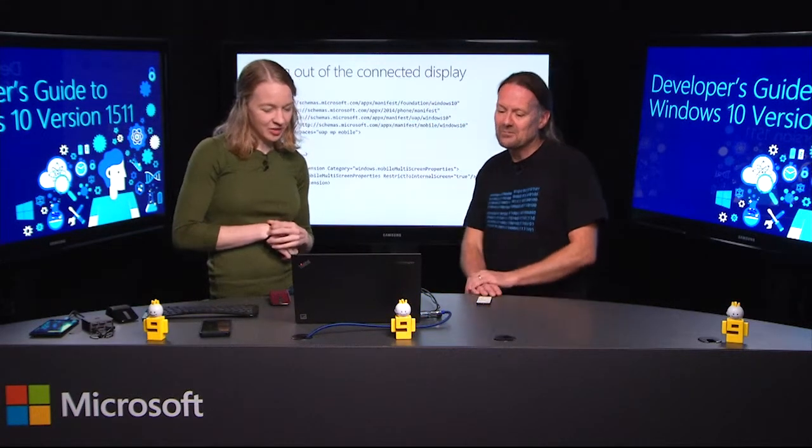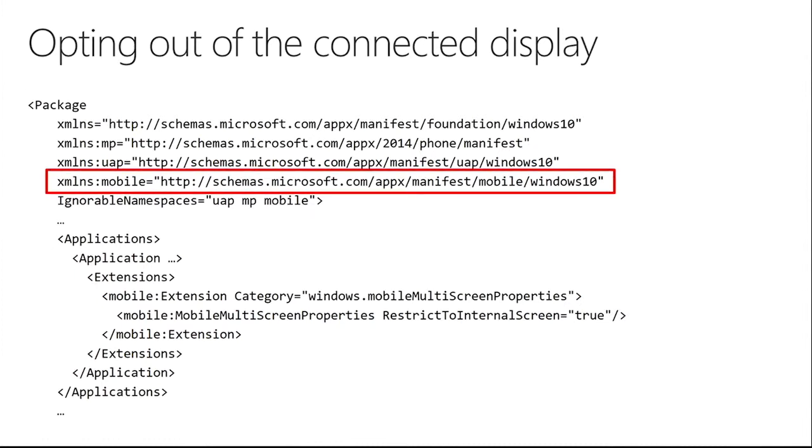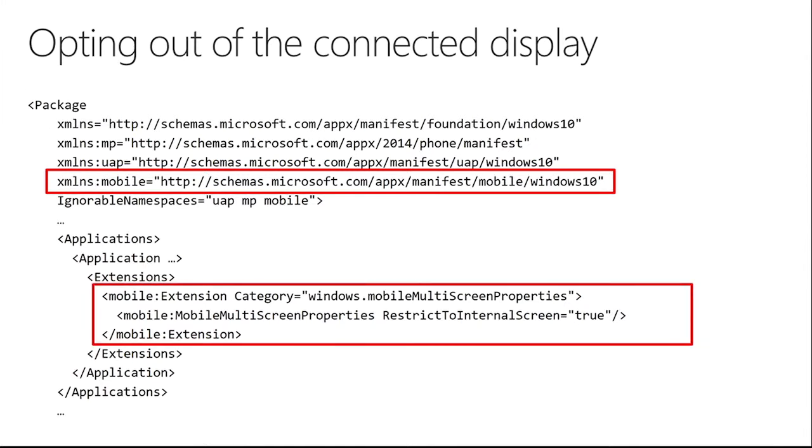I think one other point I want to touch on for packaging is, what if your app's not quite ready for Continuum yet? Let's say you built a mobile app and you haven't had time to really optimize it for the big screen, but you want to. You can actually opt out of your app running on the connected display by making these changes to the app package and then setting this true-false state. And basically this will either restrict your app to the internal screen or the phone, or it won't.